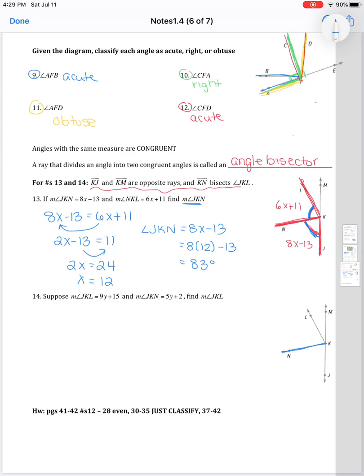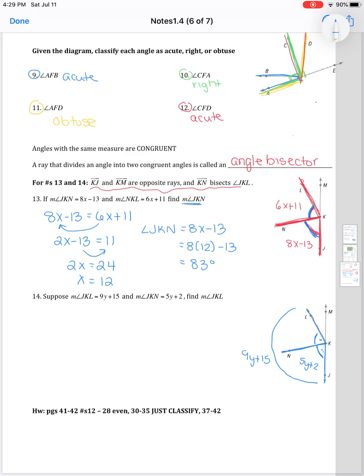Okay, but the crucial part is identifying the bisecting piece, because that is important. So 14 has the same picture. This ray is again bisecting this angle, so I'm going to add that in there. And now we know that JKL, careful now, so JK to L, that's the whole entire thing, is 9y plus 15, and JKN is 5y plus 2, so that's going to go there.